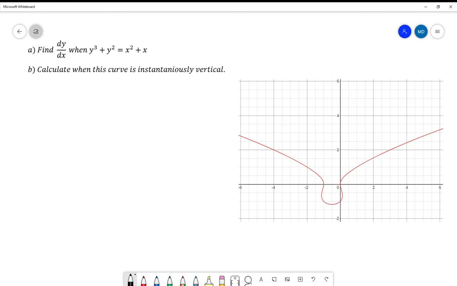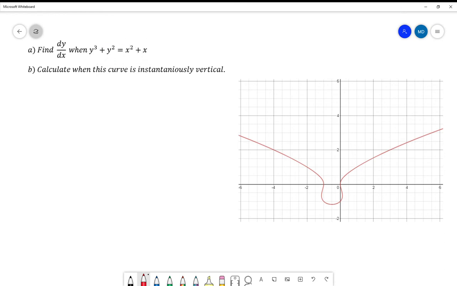I'm Mr. Daycock, and today I'm going to be teaching you about implicit differentiation. So implicit differentiation is when you have a curve defined implicitly, like this. It's implicit because there is no simple explicit function where we can write y equals something of x. Instead, each point is defined by whether or not it satisfies this equation.